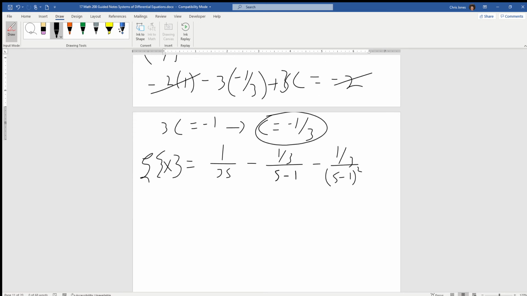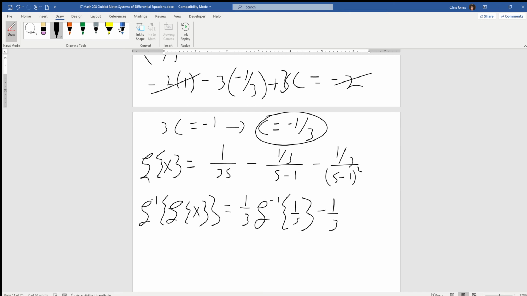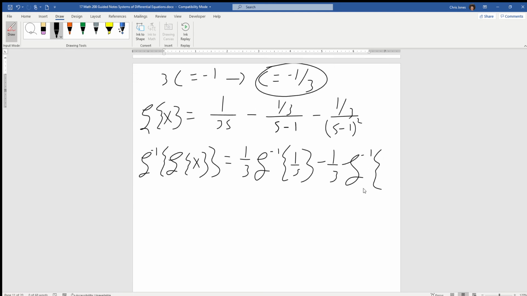Fortunately for this one, the inverse Laplace is really easy, so we got really lucky with this one. So we take our inverse Laplace, so L inverse of L of x, that's going to be equal to 1/3 L inverse of 1 over s minus 1/3 inverse Laplace of 1 over s minus 1. We like that one.